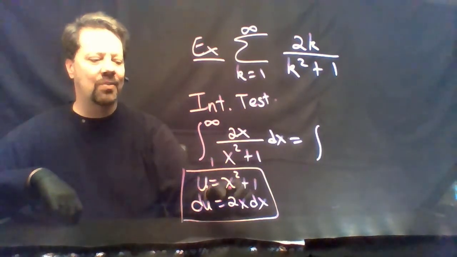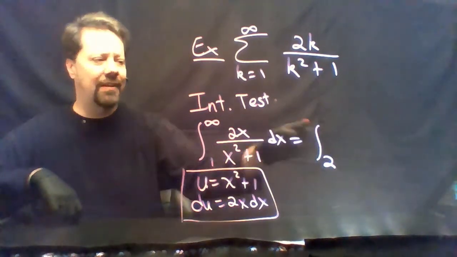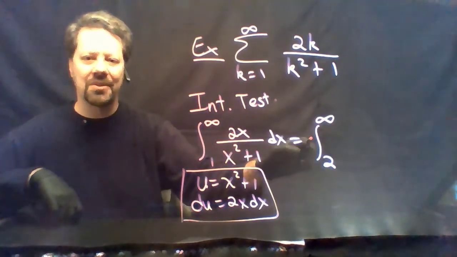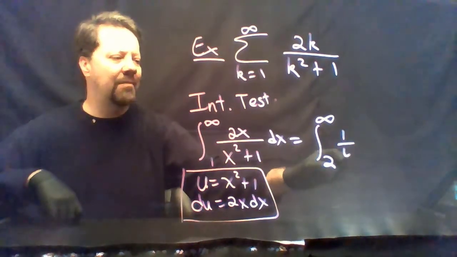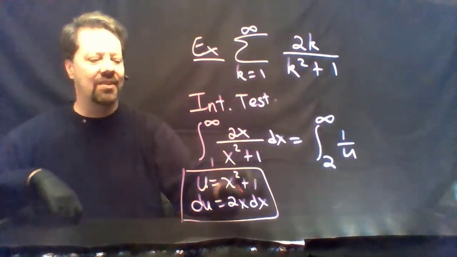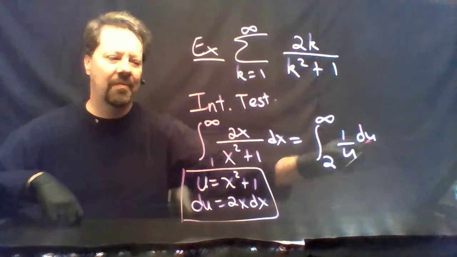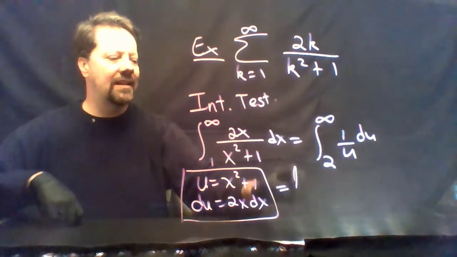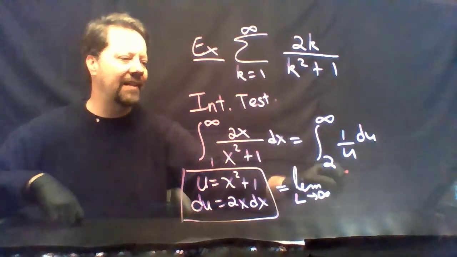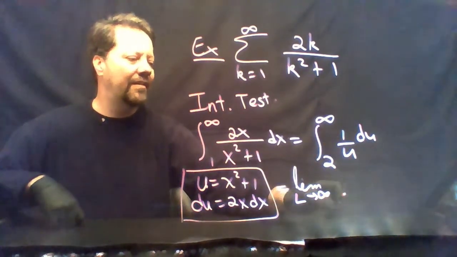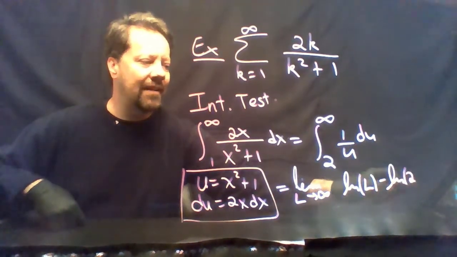Notice that when x is 1, u is 2, and as x goes to infinity, u goes to infinity. We're left with 1 divided by u, and 2x dx goes away to become du. We can write this as the limit, as that upper limit of integration goes to infinity, of the natural log of L minus the natural log of 2.